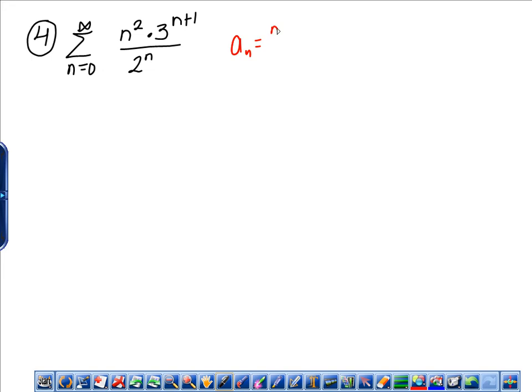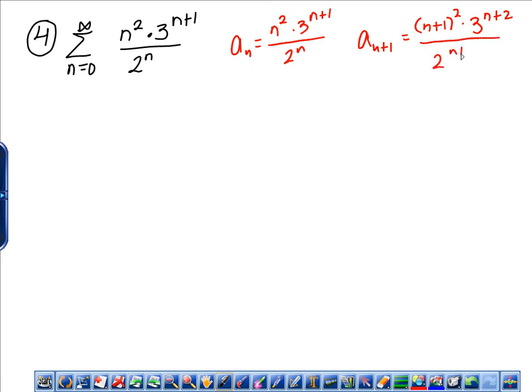First I'm going to write down what the nth term is. That is n squared times 3 to the n plus 1 power over 2 to the power of n. And the n plus 1 term would be n plus 1 squared times 3 to the n plus 2, if I'm putting n plus 1 in for n, all over 2 to the power of n plus 1. Remember we're doing the limit as n approaches infinity of the absolute value of the n plus 1 term divided by the nth term.